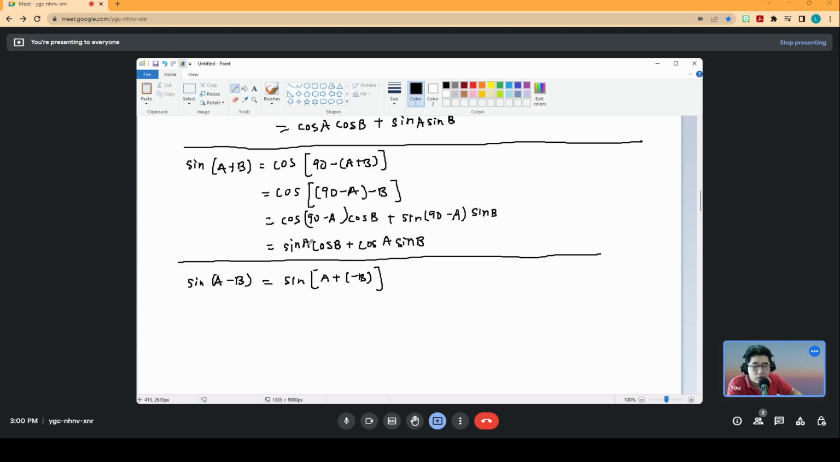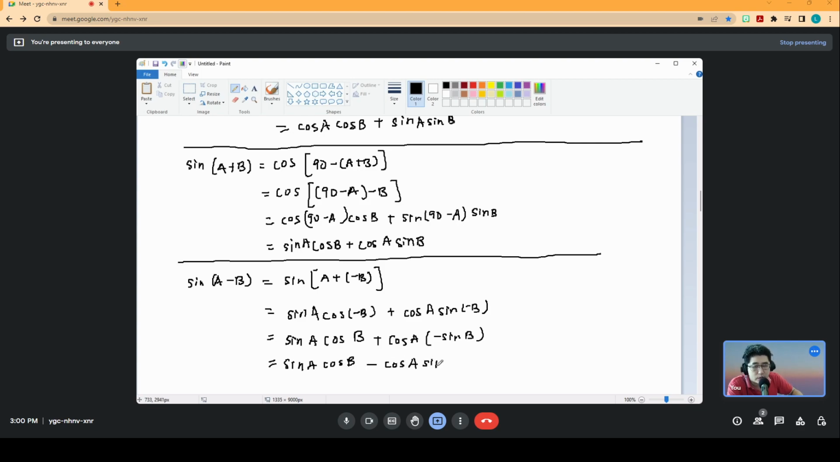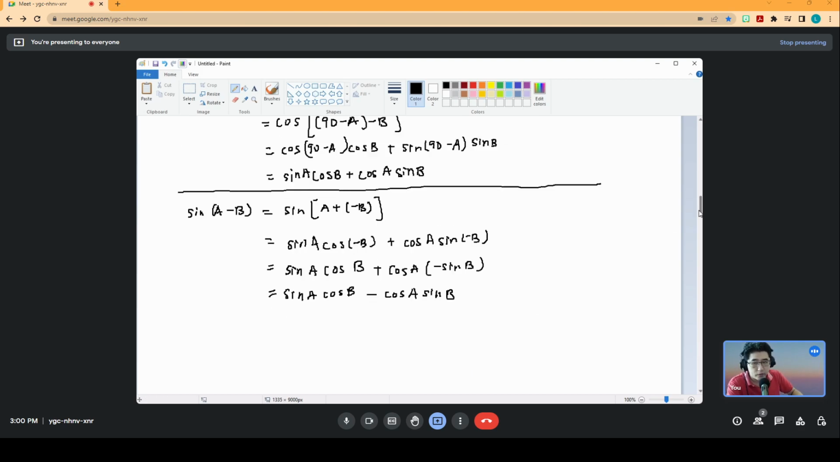So that I can actually just borrow from the sine A plus B formula. So I will have sine A cos of negative B plus cos A sine of negative B. Then, according to P1, cos of negative B is cos B, and sine of negative B is negative sine B. Therefore, I have sine A cos B minus cos A sine B. Hence, this is the formula.